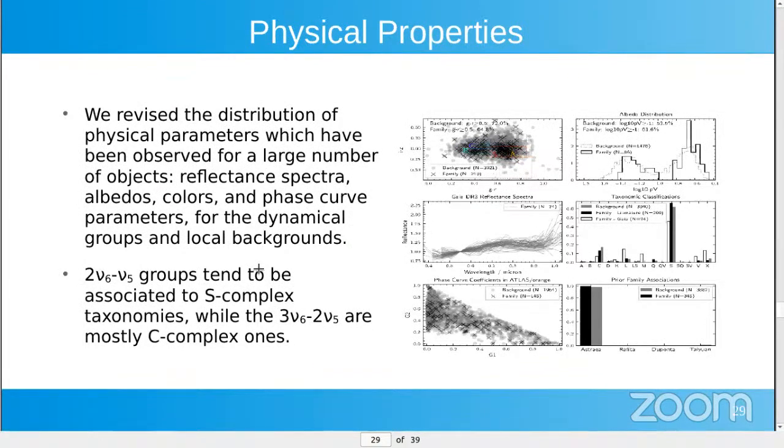The 2g6 minus g5 groups tend to be associated with S-complex taxonomies, while the other ones are mostly C-complex, and this is expected because in the outer belt we find more C-complex objects, while in the inner main belt there is a more mixed population. In general, this is what we found, very broadly speaking, but there are more details in the article, which is currently under review.